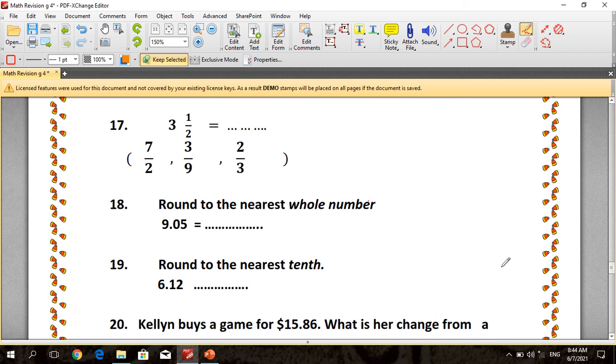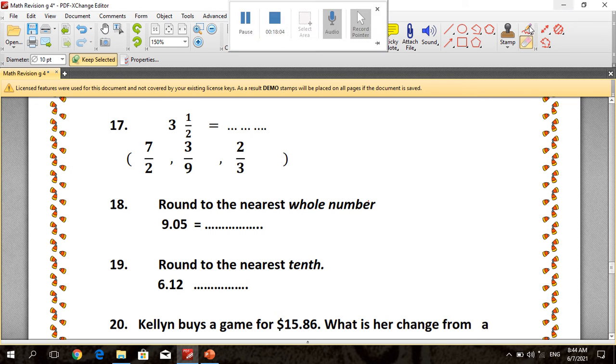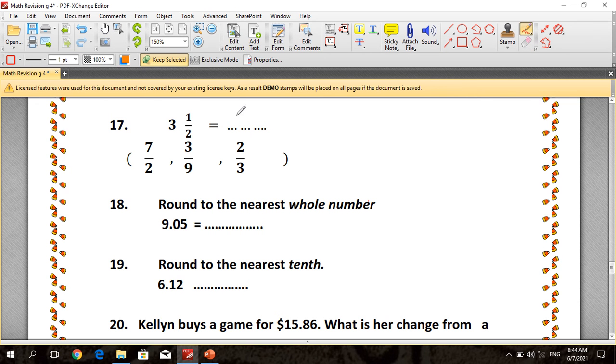We have 3.5. We want to write this mixed number as a fraction. How can we do that? First of all, we will write a fraction. Okay, we'll make a fraction. We will write the number in the denominator. So the number in the denominator here is 2, so we will write 2 again.